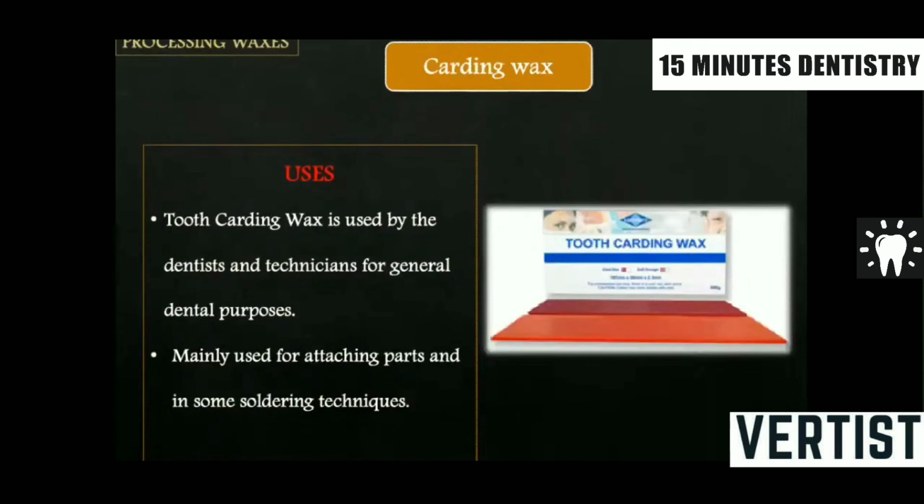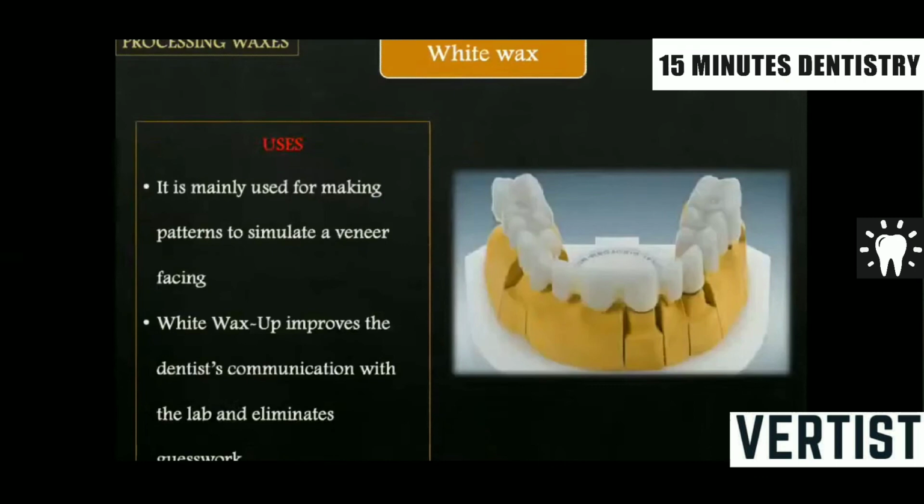Carding wax. Tooth carding wax is used by the dentist and technician for general dental purposes and mainly used for attaching parts and in some soldering techniques, but it is also a very good material which we use to make so many artistic things in the class, and we all are looking for carding wax in the free clinics.